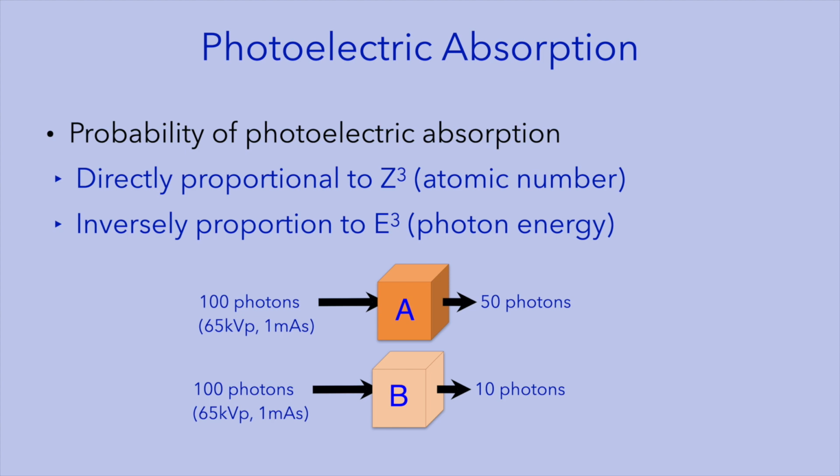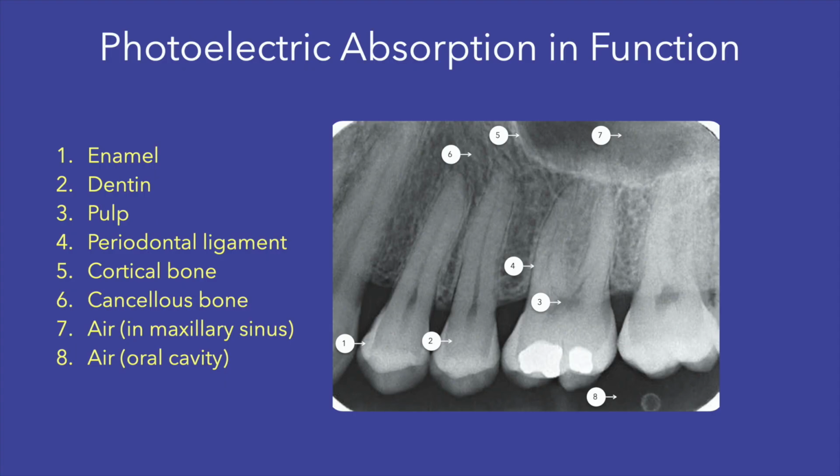The probability of photoelectric absorption is directly proportional to the third power of the atomic number and inversely proportional to the third power of energy. In this demonstrated situation, photons incident on materials A and B have equal energies. Based on this information, we can conclude that the atomic number of material A is lower than that of material B. Differences in photoelectric absorption provide us with radiographic contrast.